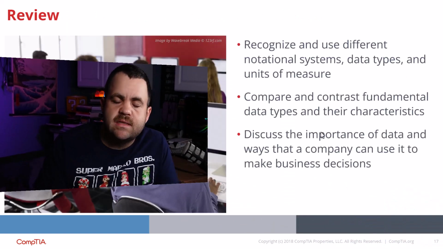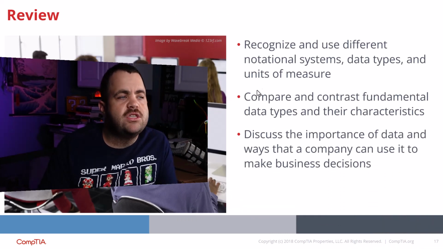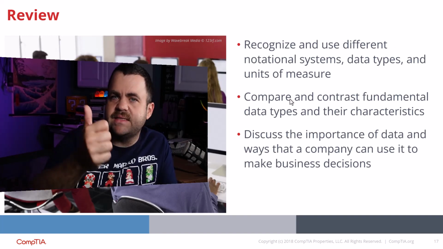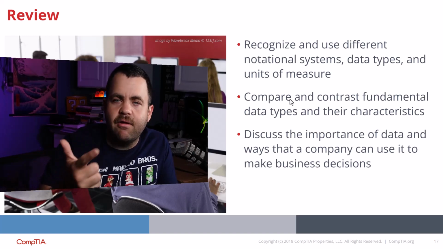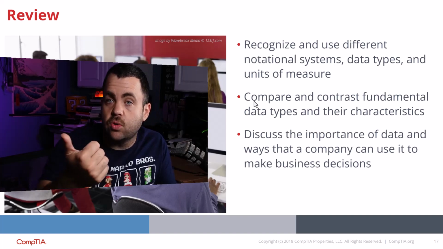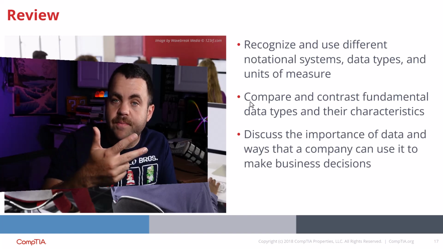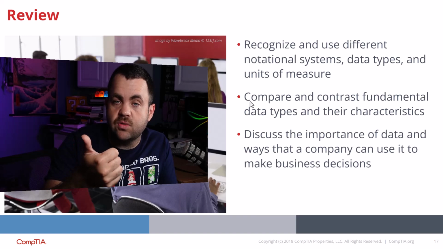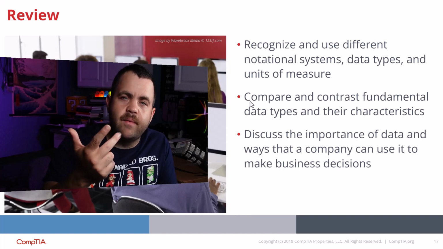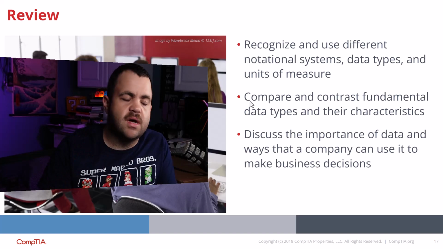In this module, you should now be able to recognize and use different notational systems. Do you remember what they are? Yes, good job. Base 10, base 2 or binary, and hexadecimal, and how we use those to measure things like storage, throughput, and processing. Do you remember how we represent those three? Gigabits, or bits per second, gigahertz, or cycles per second, and then what was that last one? We said bytes, and that's how much storage, so gigabytes of storage.